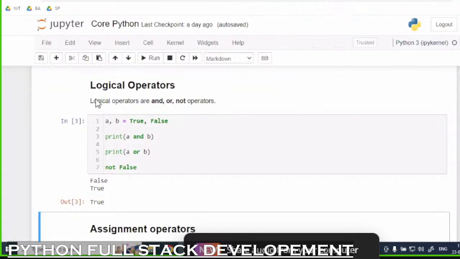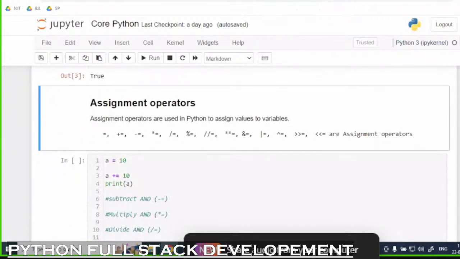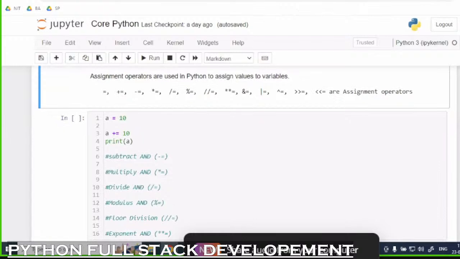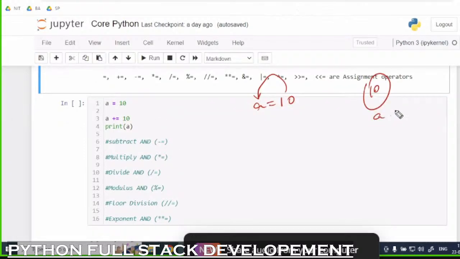Is that clear? Next, we are going to move on to assignment operators. Assignment operators are nothing but going to assign the value. That is, A is equal to 10 means the value 10 will be assigned to A. That is, object 10 will be created and it is going to be assigned to A.